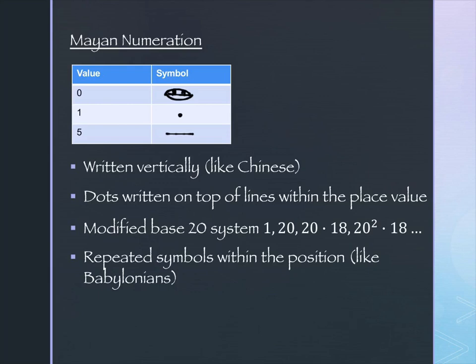Their system is not just a base 20 system, though, right? We have 1, and then we have 10, and we have 10 squared and 10 cubed. They have this funny thing where it's a modified base 20 system. So they have 1, and they have 20, and then they have 20 times 18, not 20 squared. And then after the 20 times 18, they start putting powers on the 20s. So 20 times 18, and then 20 squared times 18, and then 20 cubed times 18, and so forth. Why times 18? Somebody grab a calculator and tell me what is 20 times 18?